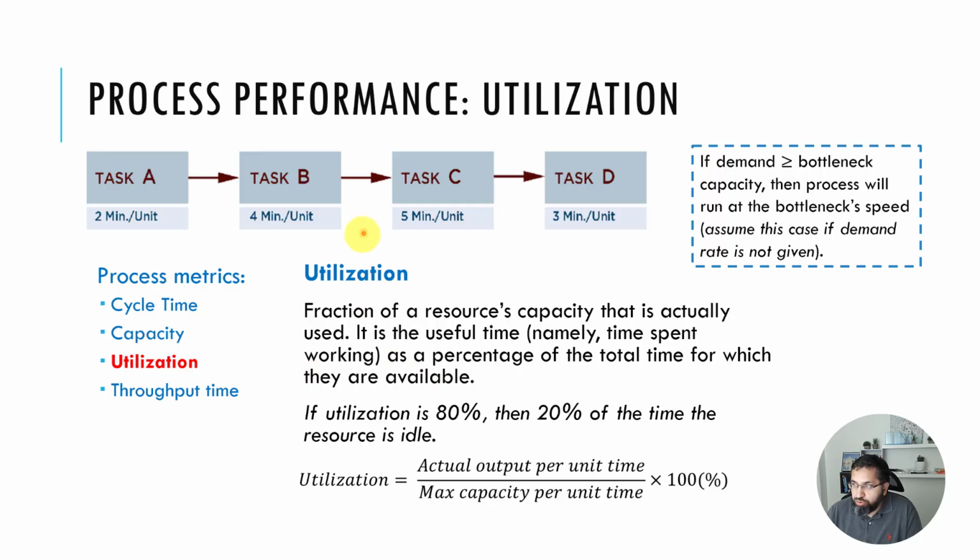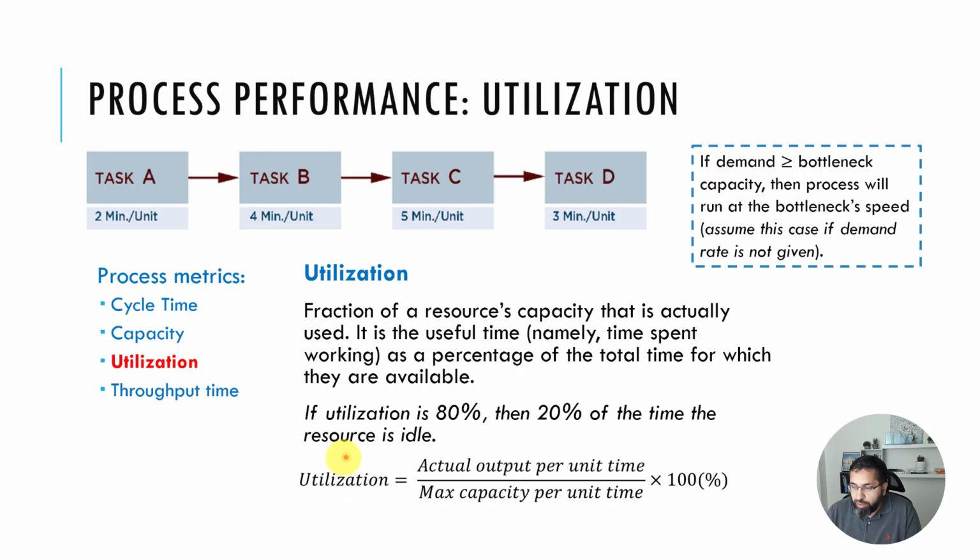Okay, let's look at utilization. So utilization is the fraction of a resource's capacity that is actually used. You can also think of it as the useful time, namely the time spent working on something, as a percentage of the total time available. So if utilization of a resource is 80%, then it means the resource was being used 80% of the time, and 20% of the time the resource was idle.